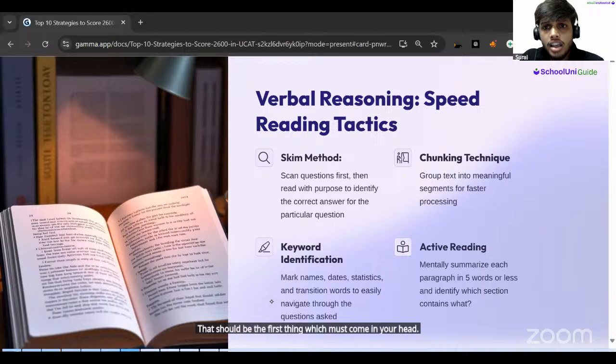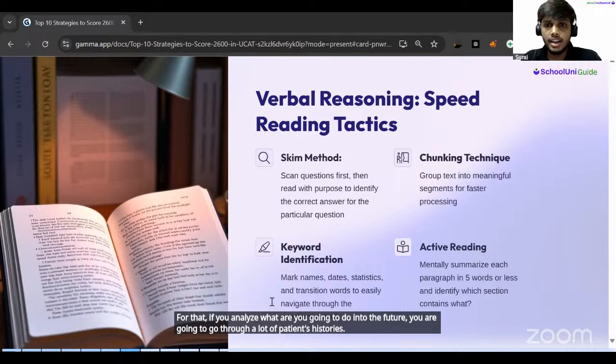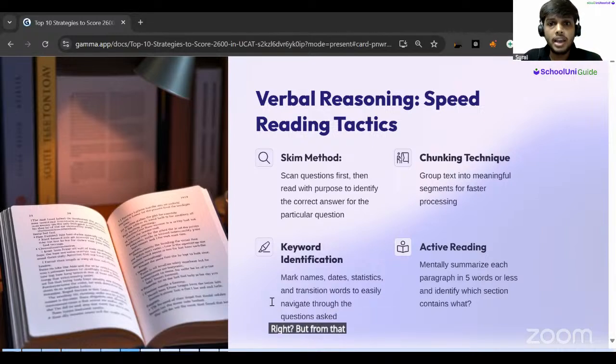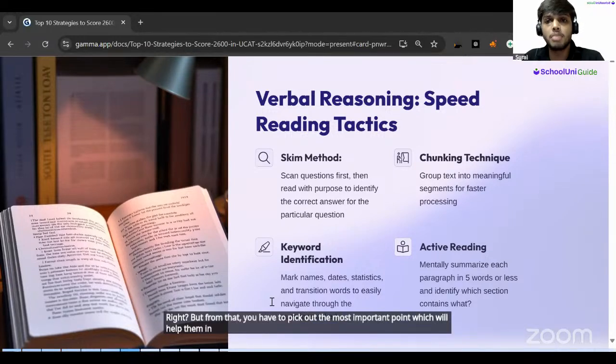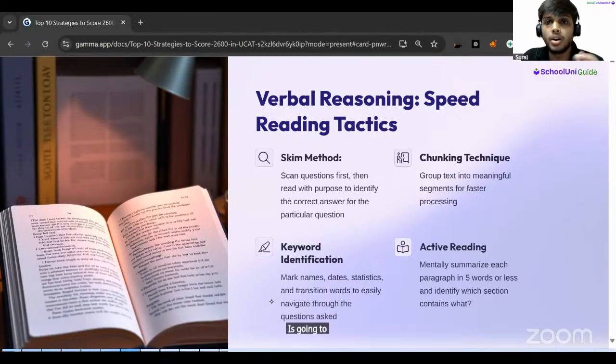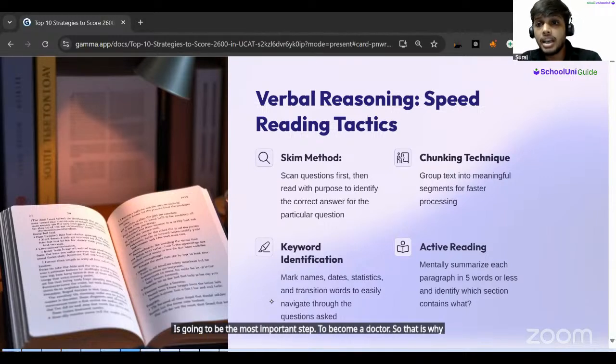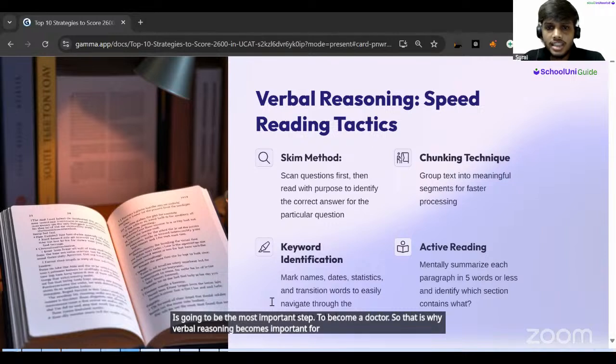If you analyze what you are going to do in the future, you are going to go through a lot of patients' histories, right? From that, you have to pick out the most important point which will help in treating them, and that is the most important step to becoming a doctor. So that is why verbal reasoning becomes important for you as well. Now, these are the 4 tips that you can use in this section in order to solve the questions.